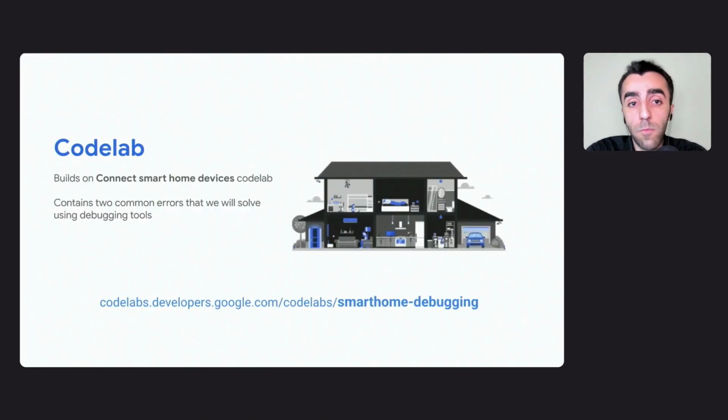So knowing these, we'll go through our debugging the Smarthome codelab. This is a codelab that builds on our previous Connect Smarthome devices to Google Assistant codelab. I'll use the same project created over there by updating the code with our new codelab. The code does contain the same virtual washer, but we have planted two errors that we'll try to solve using our debugging tools. The codelab is accessible following this link, and I took some screenshots so we can walk through together.